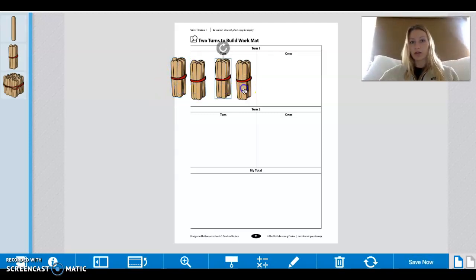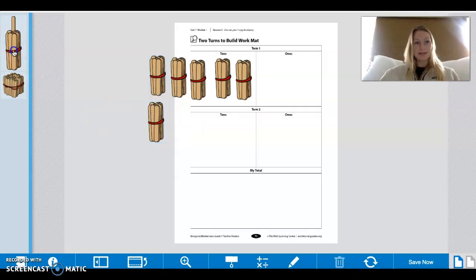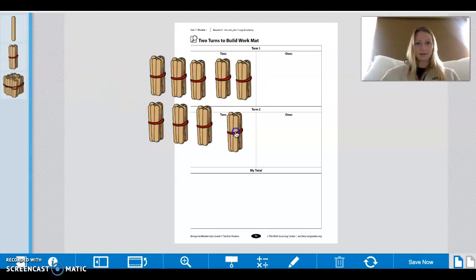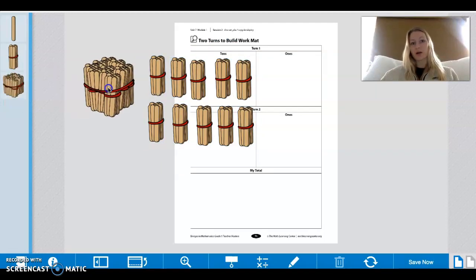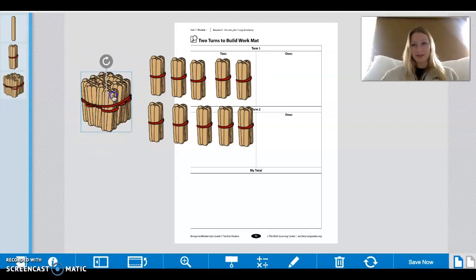10, 20, 30, 40. Watch this, friends. Help me count. 50. Actually, I should put it up there. 50, 60, 70, 80, 90, 100. When we have 100 or 10 groups of 10, then we want to trade that in again. And we're going to trade that in for 100 popsicle sticks. Look at how big that is. 100 popsicle sticks in a bundle.